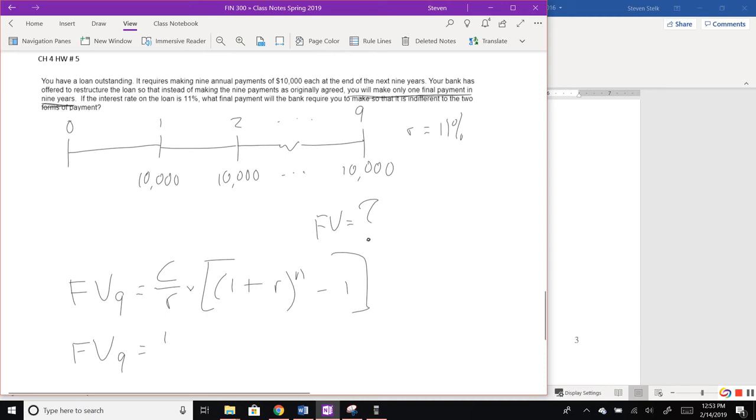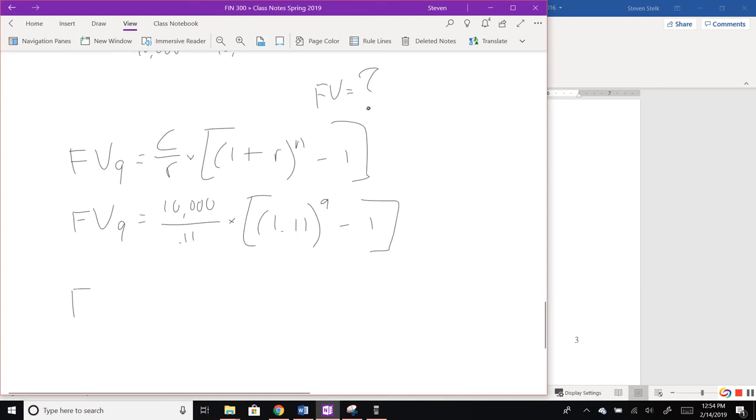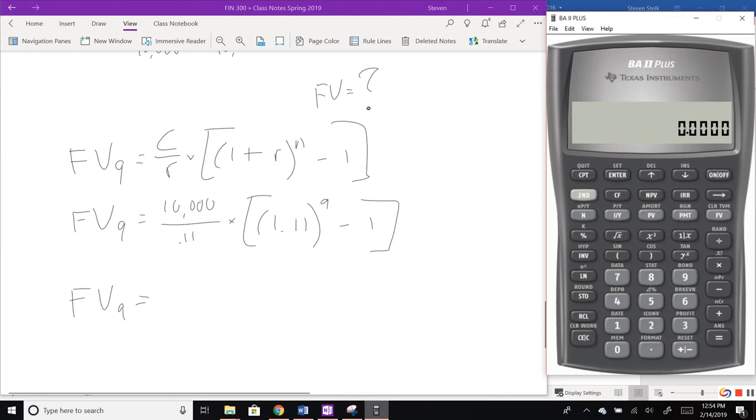The future value at time period 9 is 10,000 divided by my interest rate, 11%, times the quantity 1 plus R. Again, my interest rate is 11%, so I'll write those together as 1.11, that is 1 plus 0.11, raised to the n, the number of payments in the annuity, which is 9 in this case, minus 1. So my future value at the end of year 9 for this annuity, let's plug this in.